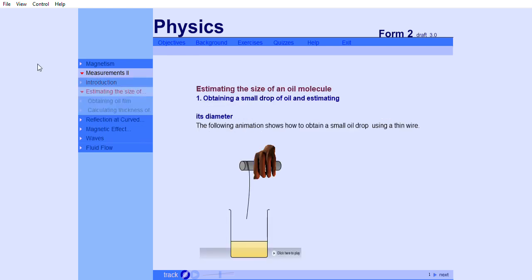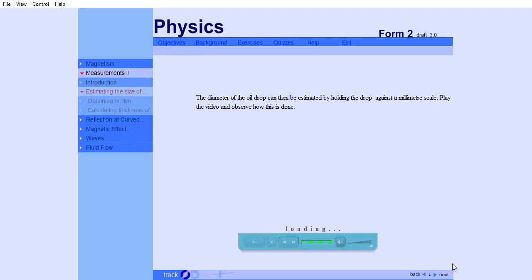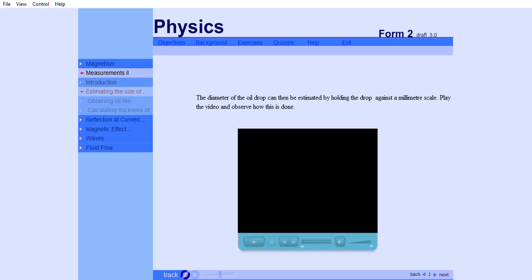Presented here is an animation showing how a small drop of oil can be obtained using a wire. The diameter of the oil drop can then be estimated by holding the drop against a millimeter scale. Play the video and observe how this is done.